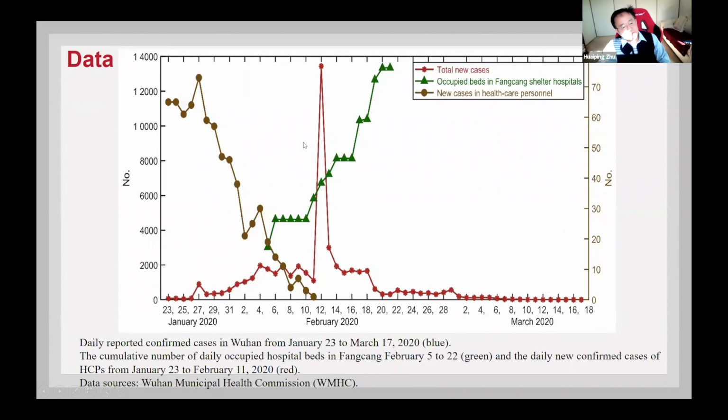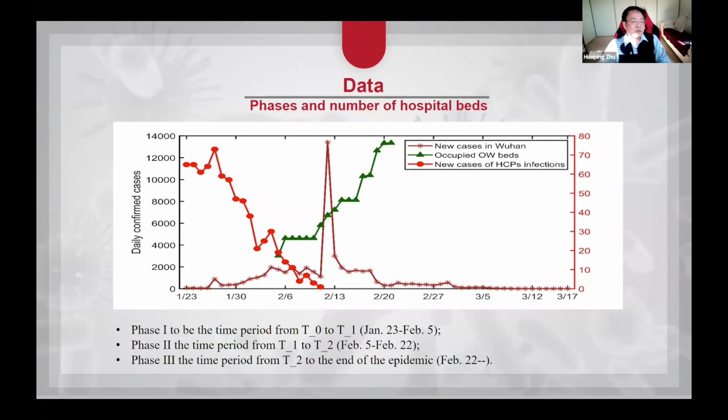So if you look at the data, obviously it reminds you to treat this process by stages. We divide this into three stages. The first is starting of lockdown till before the building of Fangcang Hospital. So we call it T0 to T1. The second is the time period to February 22nd. What makes February 22nd special? So you see here, it's the date officially reported.